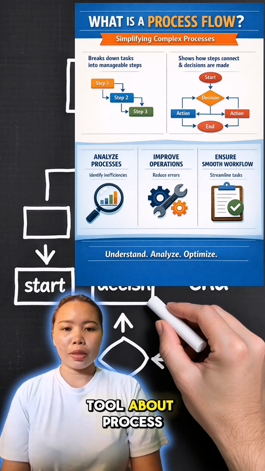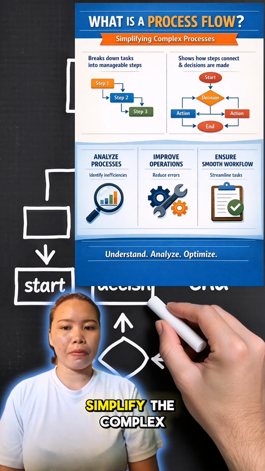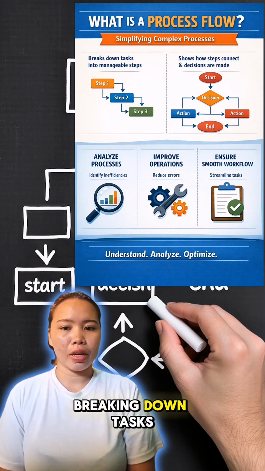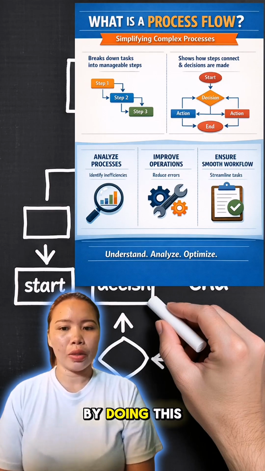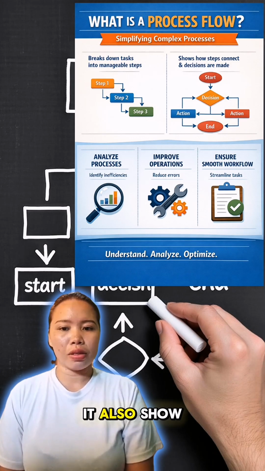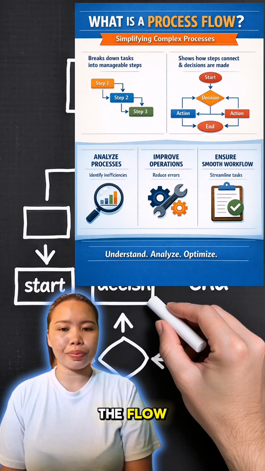What is the purpose of a process flow? The main purpose of process flow is to simplify complex processes. It focuses on breaking down tasks into smaller and more manageable steps. By doing this, people can easily understand what is happening at each stage of the process. It also shows how steps are connected and how decisions affect the flow.